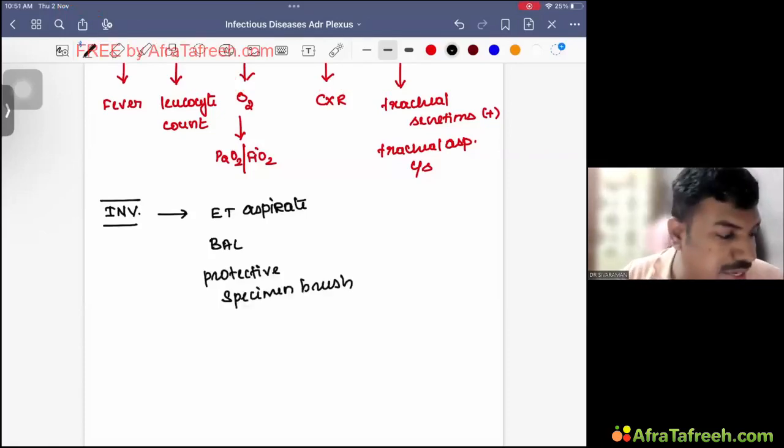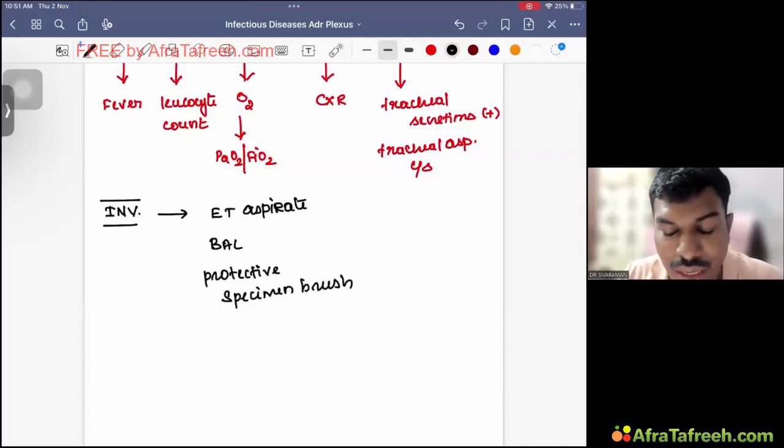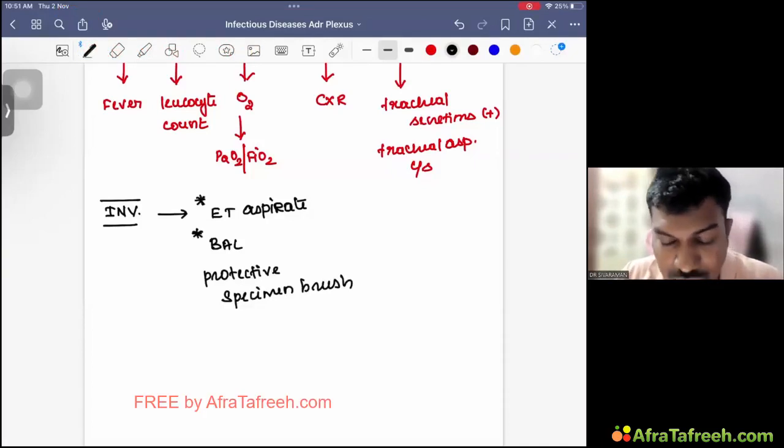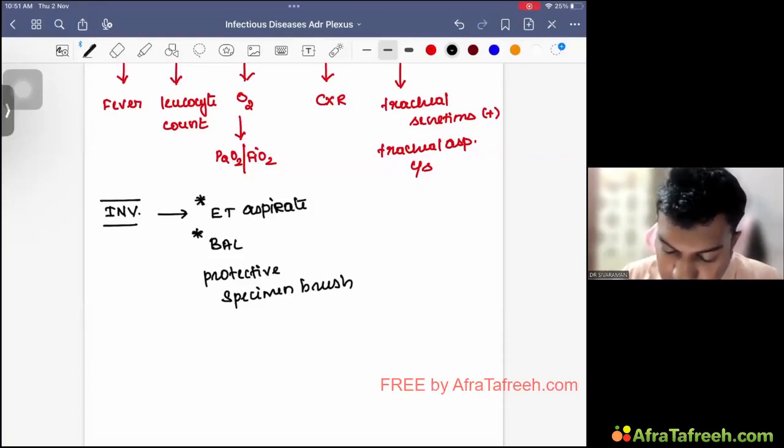Okay, so ET aspirates: you just put the suction tube in and aspirate the ET secretions. Next is BAL, bronchoalveolar lavage. You just rinse the ET tube through a bronchoscope and take the secretions. Or you can go for a protective specimen brush.